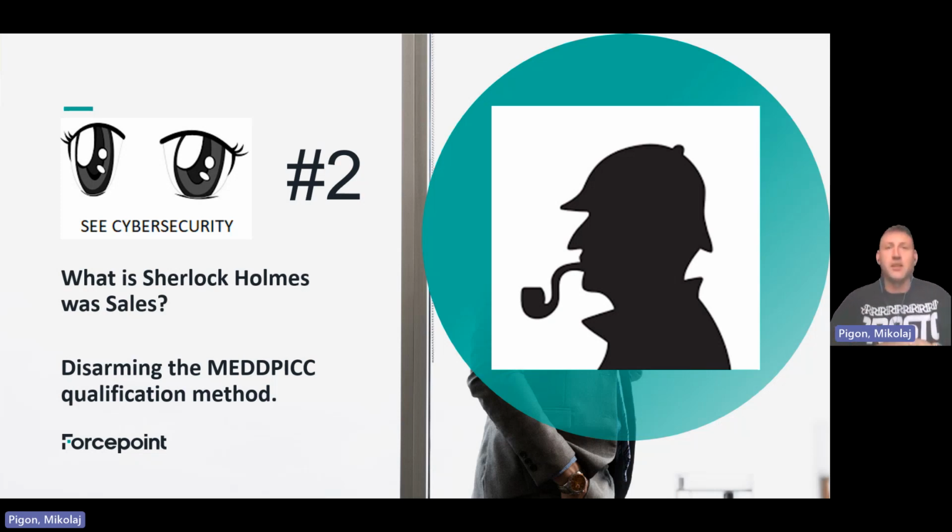So MEDDPICC is something that the IT industry, the sales departments, are pretty fond of. They are using it a lot. It's a methodology to sort the information and to get a structure which makes it easier for you to understand whether you are going with the deal north or south, to have kind of a mind map of a certain project you are working on. And why did I put Sir Holmes in it? Because it kind of reminds of an investigation.